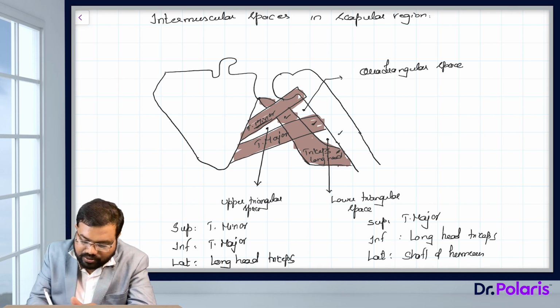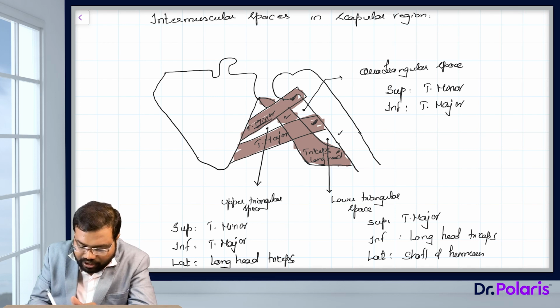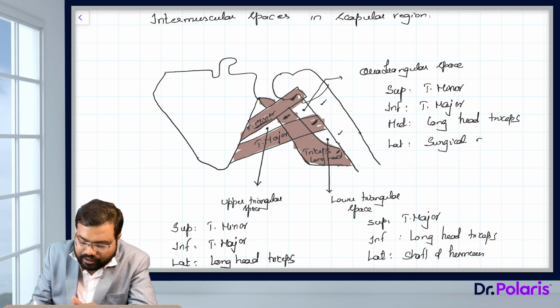Now coming to the quadrangular space, what is present superiorly is teres minor and inferiorly is teres major. And what is present on the medial side? Long head of triceps. And on the lateral side, this neck is actually the surgical neck of the humerus. So these are the boundaries.